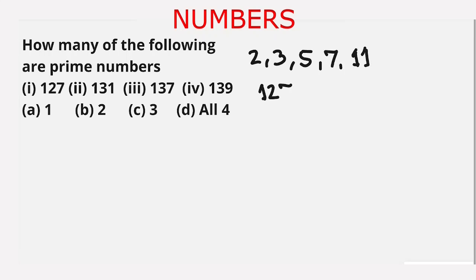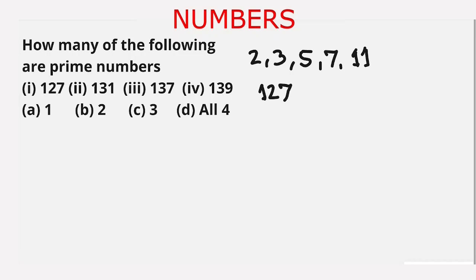127 being an odd number, it is not divisible by 2. The sum of the digits is 10, so it is not divisible by 3. And the ones place is not 0 or 5, so it is not divisible by 5. Now we test it for 7.